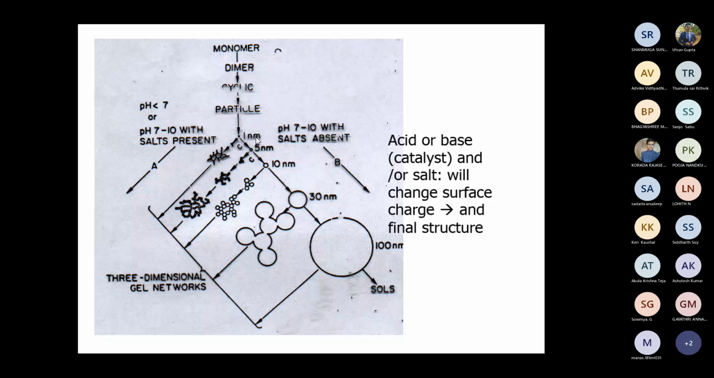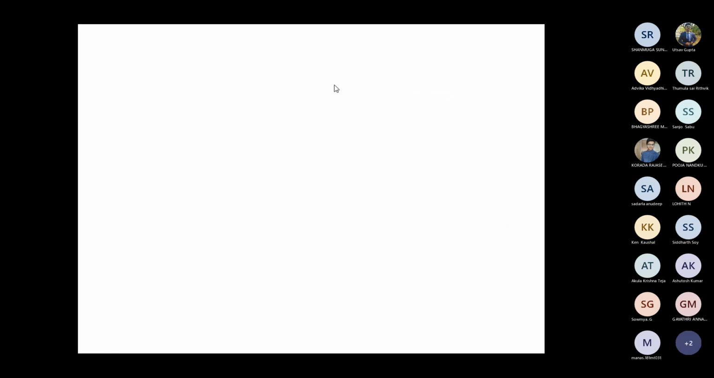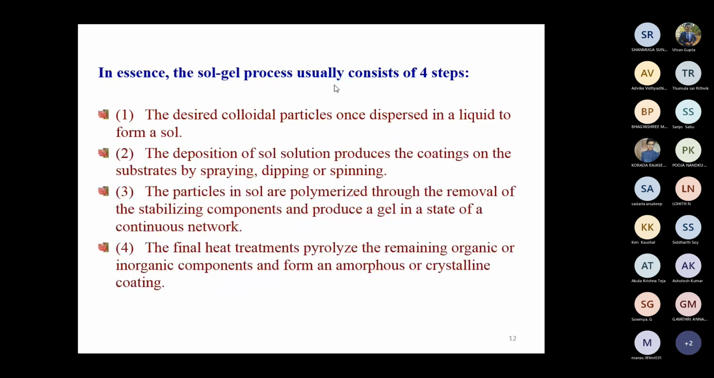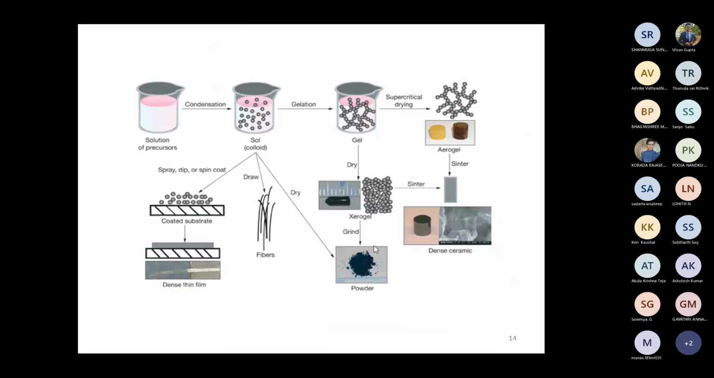Then the gel drying. After that, whatever product you want, the gel needs to be dried. You can see in our previous slide, this is the gel. From the gel we can get aerogel, then dense ceramics. So the gel needs to be dried, then only it will form. Similarly, from the sol we can get gel, we can get uniform particles, or we can do electrospinning. Some heating is also required, then only we can get the desired material.